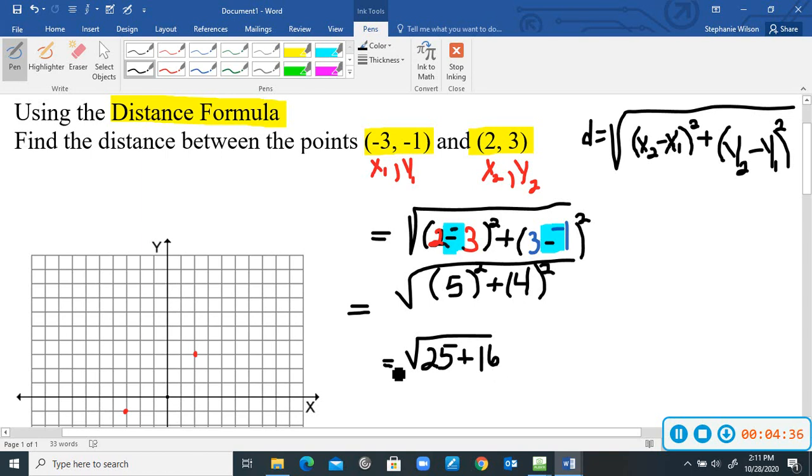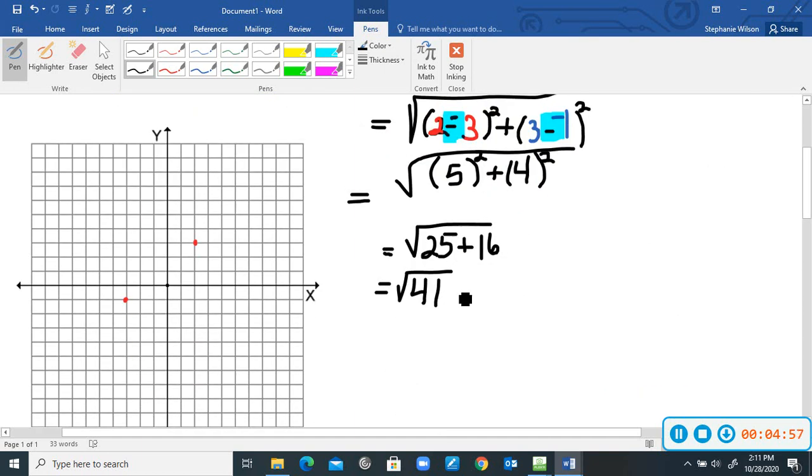Now we're going to say 25 plus 16 gives me 41. And when I do the square root of 41, it gives me a decimal. So the square root of 41 is exact form. Of course, we're not totally sure where to plot that on the graph, but if I say my distance between these two ordered pairs is the square root of 41, this would be my exact answer.